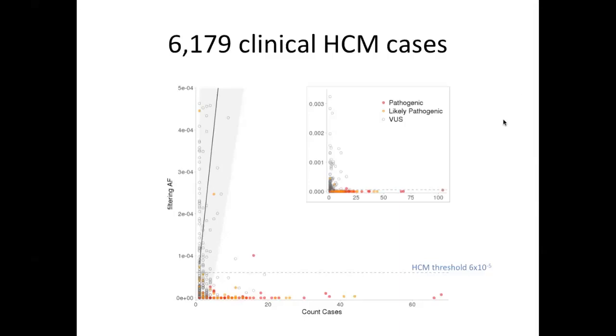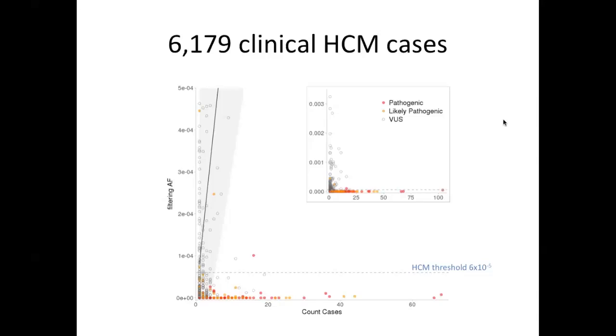So I'm just going to take this in a different direction for a minute. This is some cool data that we've found looking at this approach, investigating penetrance a bit more. This plot is showing the count of HCM variants that are classified as VUS, likely pathogenic, or pathogenic in these over 6,000 HCM cases that I mentioned earlier.